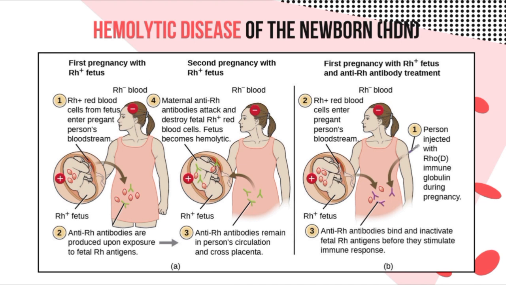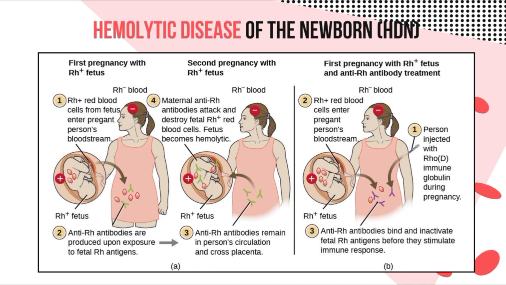However, for the first pregnancy with the RH positive fetus, the baby is unaffected because the baby would already be born before the mother's immune system can produce enough anti-RH antibodies to attack the baby's red blood cells. So for the first pregnancy, the baby is safe.